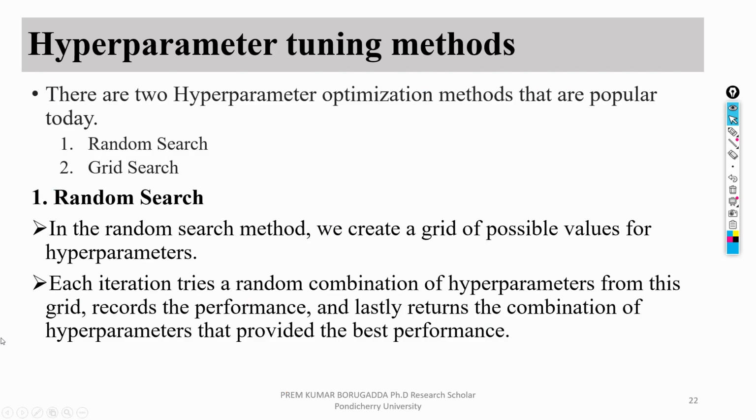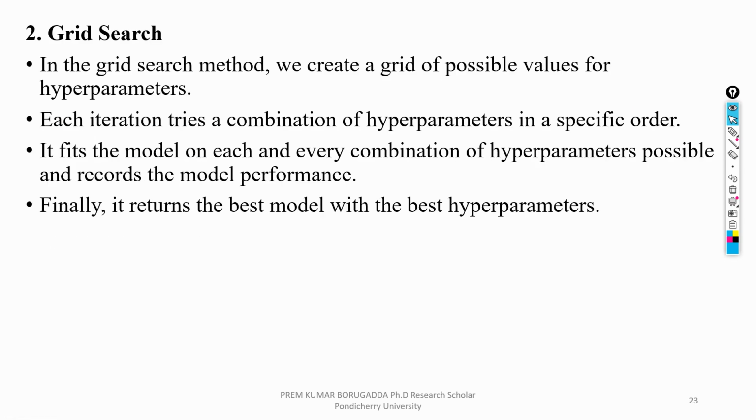What are the hyperparameter tuning methods? There are two important popular methods: random search and grid search. In random search, we create a grid of the possible values for the hyperparameters. Each iteration tries a random combination of the hyperparameters from this grid, records the performance, and lastly returns the combination of hyperparameters that provides the best performance. I will clarify the difference between grid search and randomized search.